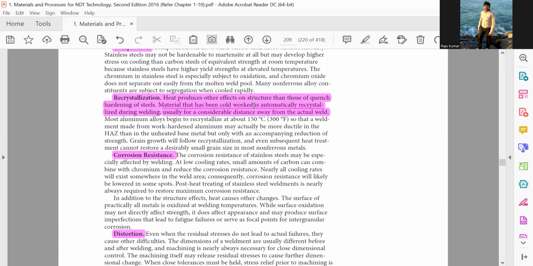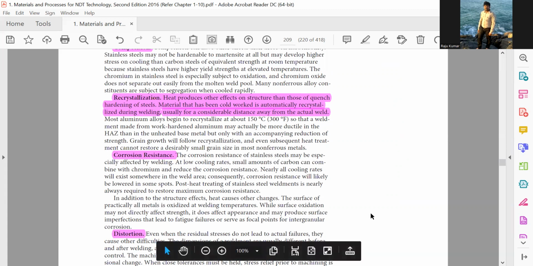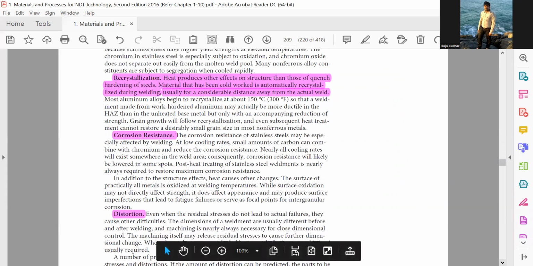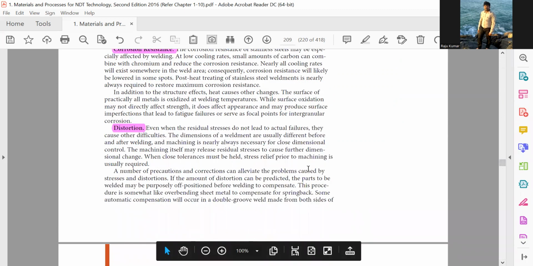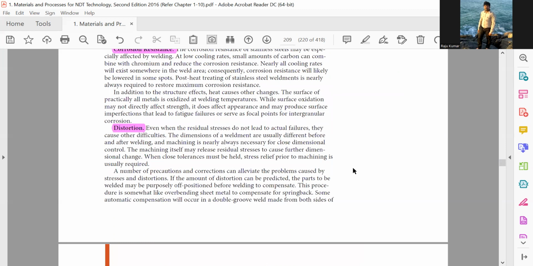Materials that have been cold worked are automatically recrystallized during welding, usually for a considerable distance away from the actual weld. This creates the heat affected zone. Corrosion resistance, some distortion is there. So corrosion resistance may vary for stainless steel and all.